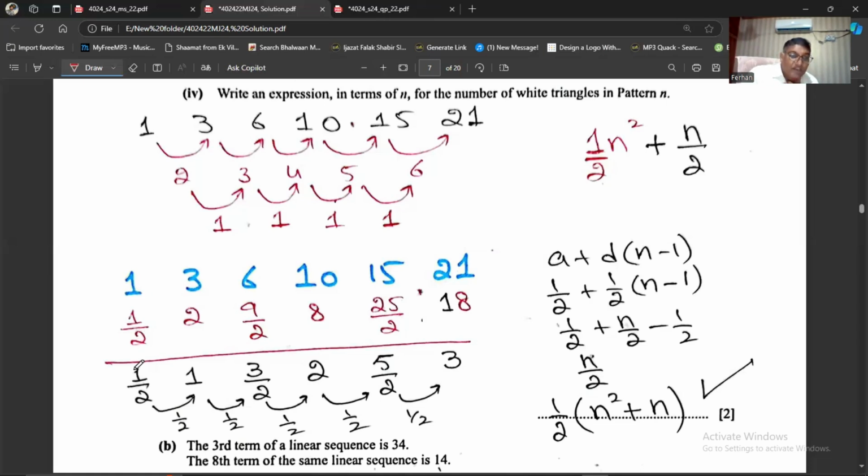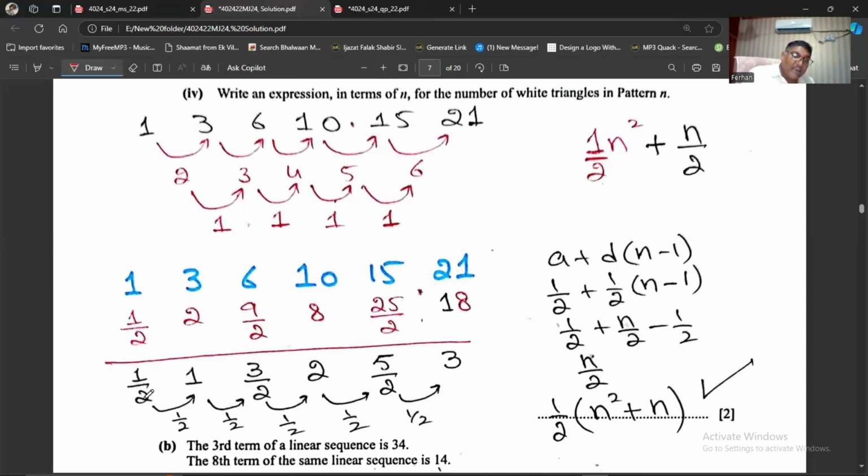So 1 minus 1 by 2, that is 1 by 2. 3 minus 2, that is 1. 6 minus 9 by 2, that is 3 by 2. 10 minus 8, that is 2. 15 minus 25 by 2, that is 5 by 2. And 21 minus 18, that is 3.